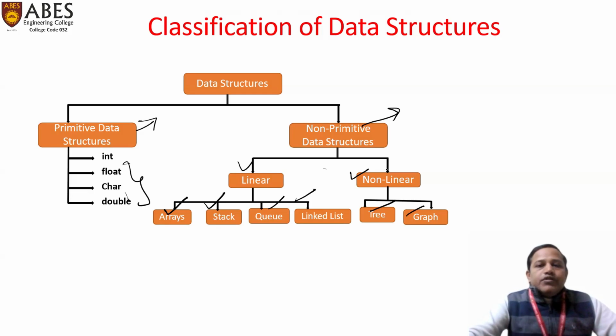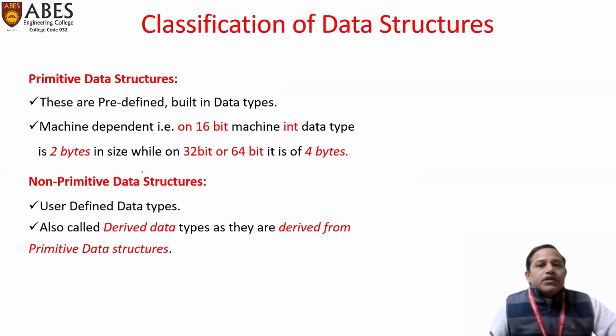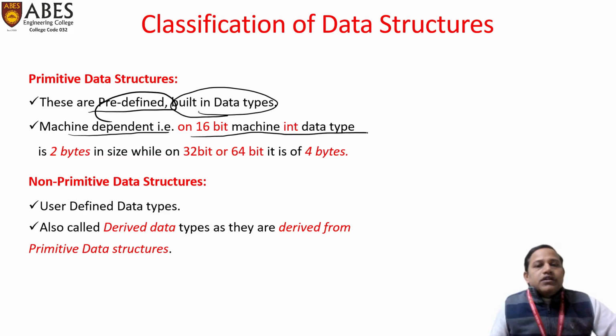Now, what are primitive data structure and non-primitive data structure? Primitive data structure is basically predefined data. These are built-in data types, so we don't need to define them. It is also machine dependent. That is, on a 16-bit machine, integer data type takes 2 bytes, and on a 32-bit or 64-bit machine, it will take 4 bytes. And what is non-primitive data structure?